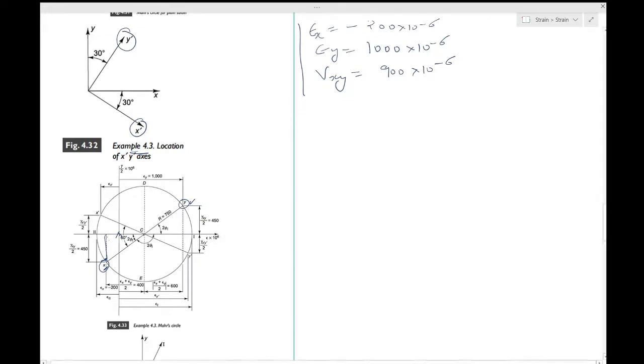Figure 4.33 shows the Mohr circle laid out on the basis of the given strains. This point x dash lies at a relative angular position twice that existing in the actual body. That is a position of 60 degrees clockwise from x. So you have to rotate this 60 degrees. Okay, so you have done that over here.